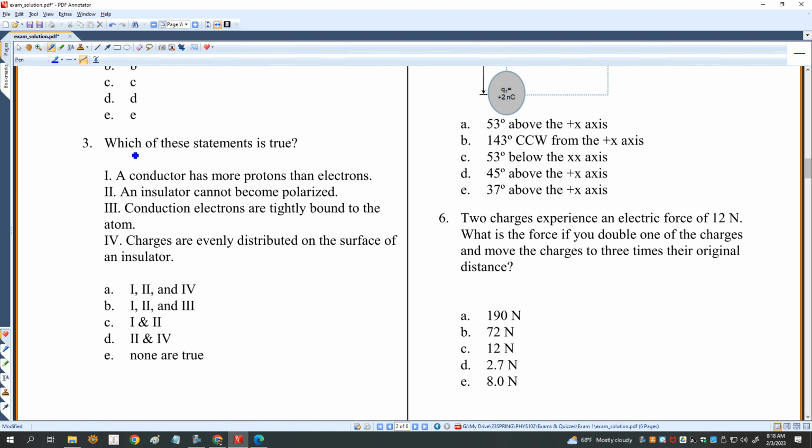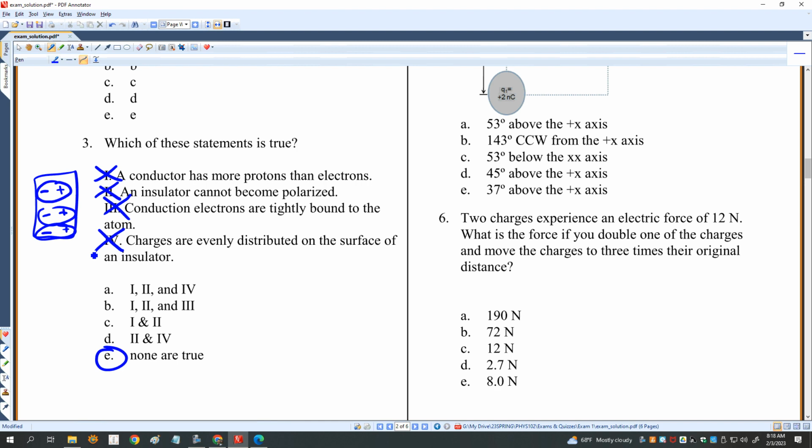Which of these statements is true? A conductor has more protons than electrons. Not true. Could be true, not necessarily. No, not true. An insulator cannot become polarized. That's not true either, that I can have an insulator where it doesn't have any or very few conduction electrons, but that the atoms will orient themselves in response to outside charges. Conduction electrons are tightly bound to the atom. Not true. Charges are evenly distributed on the surface of an insulator. Not necessarily true. All right. So the answer is E.